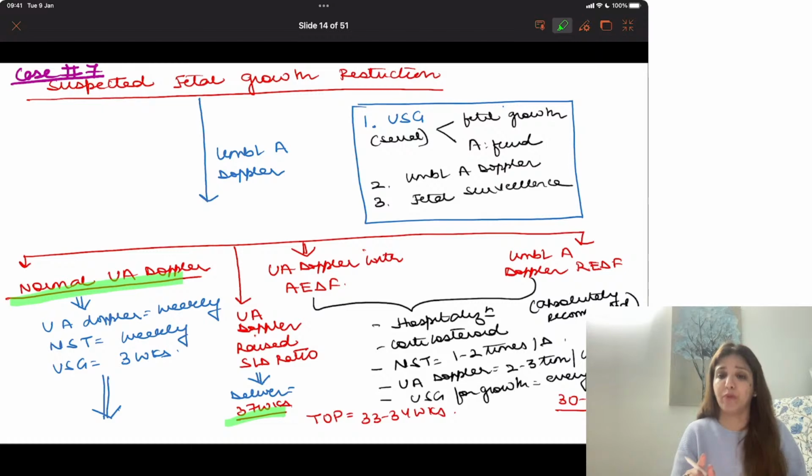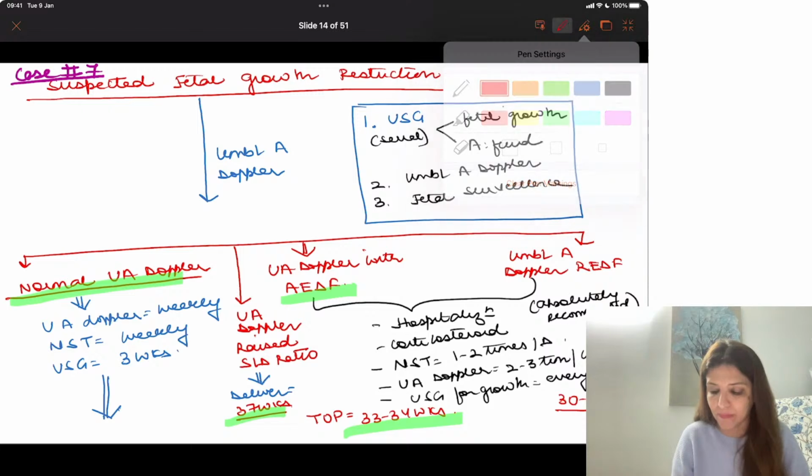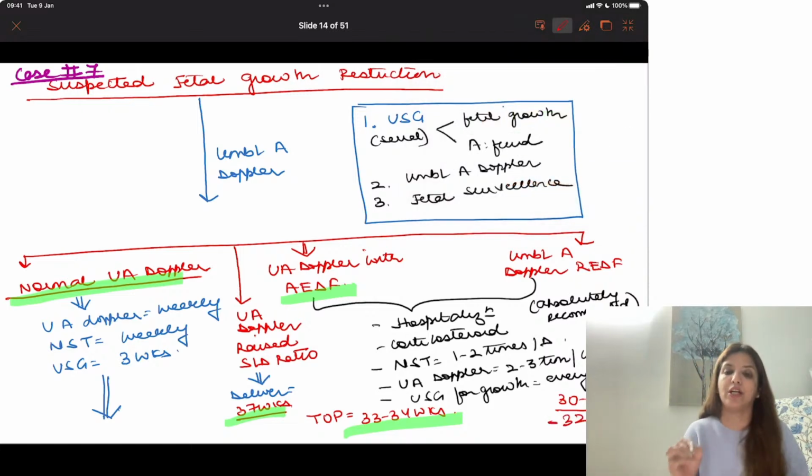Now, this is a very important update. Till now we were studying that if there is absent end diastolic flow, you have to deliver the patient at 34 weeks. Now, the new edition of Williams says between 33 to 34 weeks. And if there is reversed end diastolic flow, we used to say that termination of pregnancy has to be done at 32 weeks. Now they say it has to be done between 30 to 32 weeks. Very, very important update.